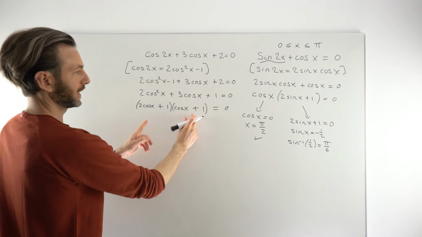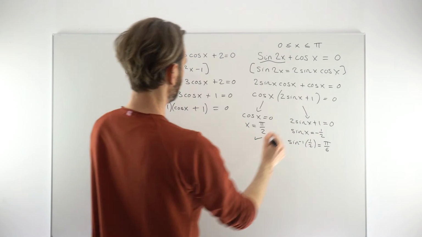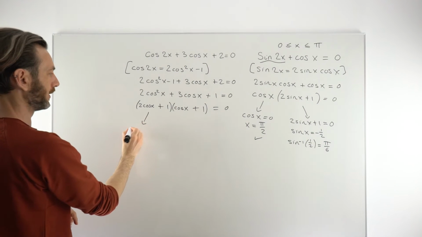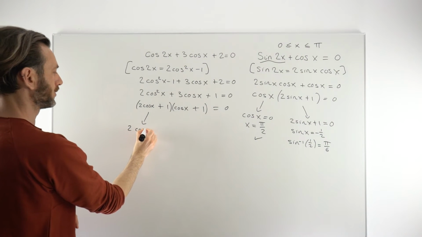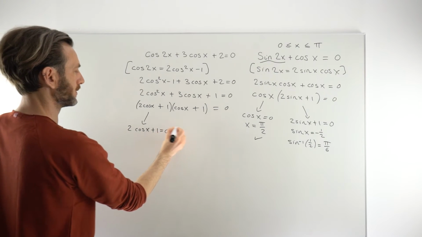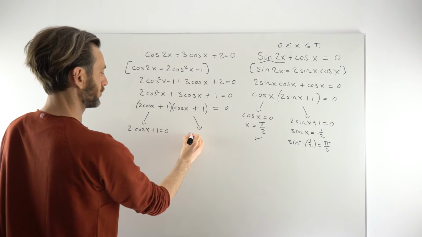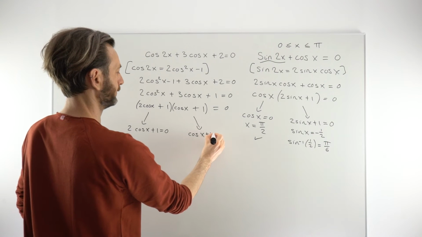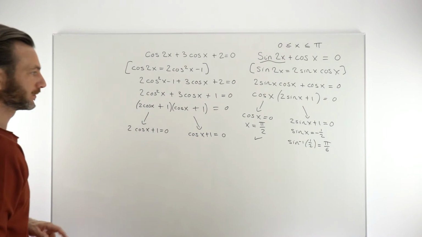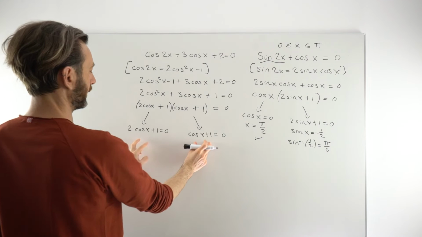What we then do is kind of like what we did over here. We just split it off into two equations. So this guy is going to give us 2 cos x plus 1 equals 0. This guy will give us cos x plus 1 equals 0. So they came out fairly similarly actually.